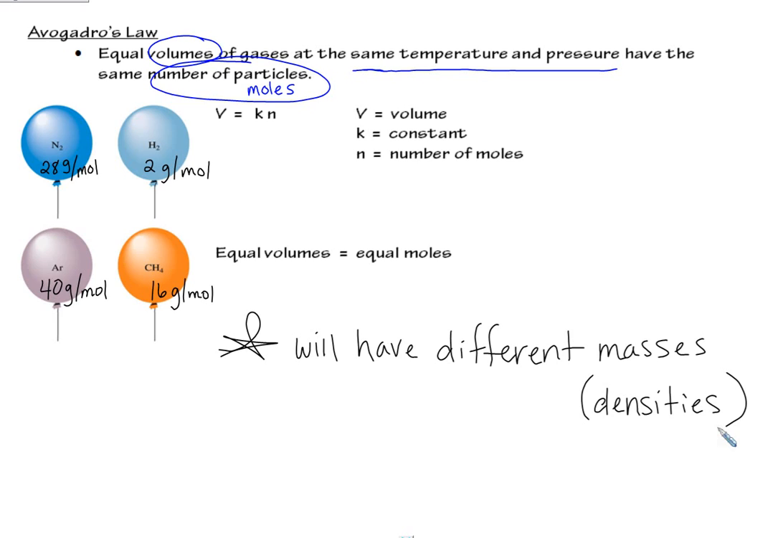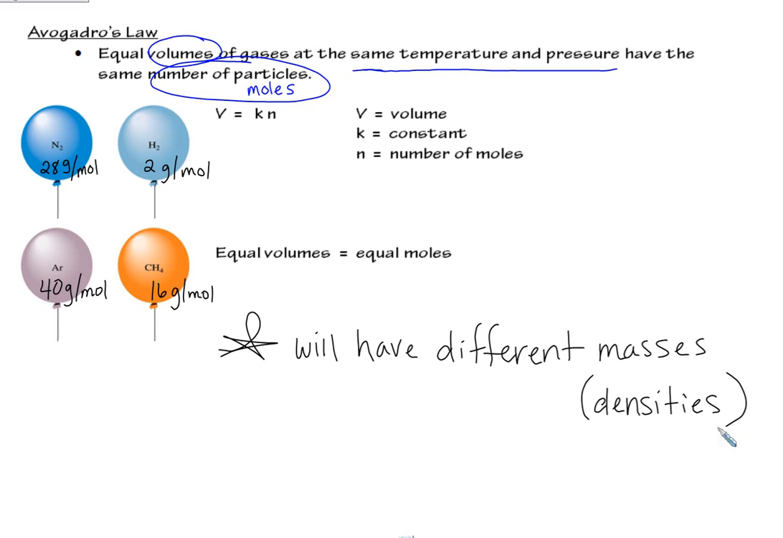And so that's kind of the trick question. People will think, well, the one with the biggest mass, the 40-gram molar mass of argon, maybe that's going to be the biggest balloon. Well, it's going to be the heaviest balloon, but it's got the same amount of particles, the same amount of collisions. It'll expand to the same volume. If they're equal volumes, they must contain equal amounts of particles.